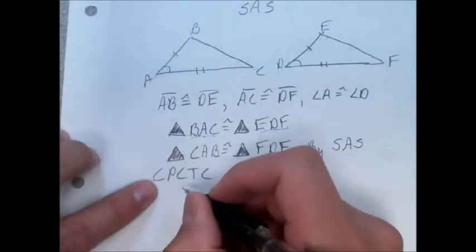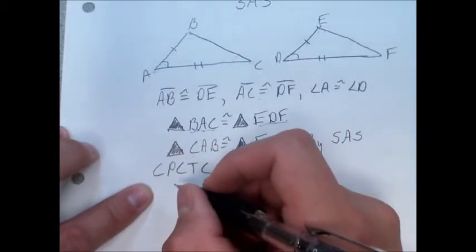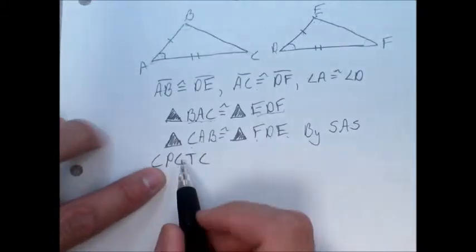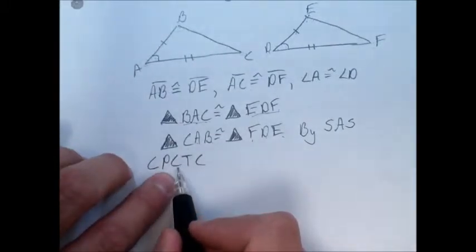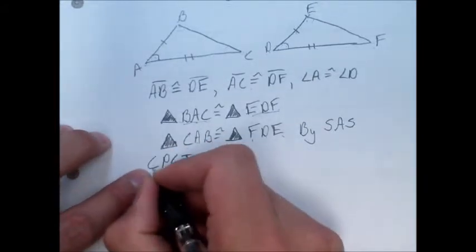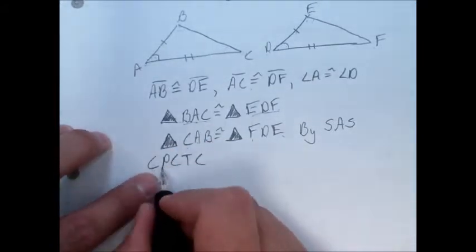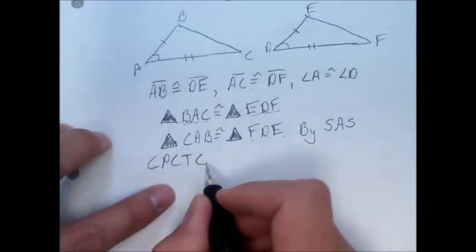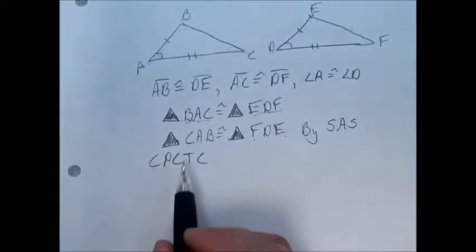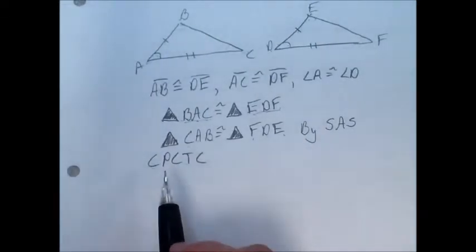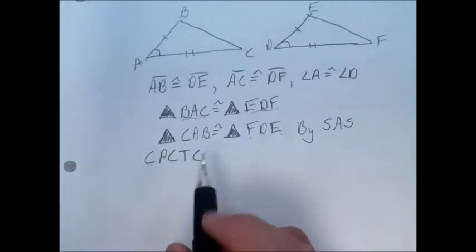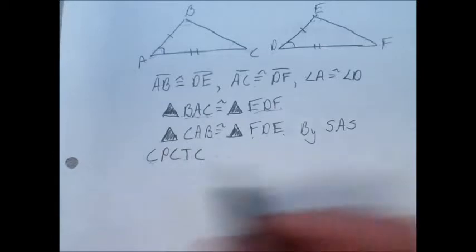Who remembers what that stands for? No one. Congruent parts of triangles are congruent. Oh, so here we go. Corresponding. Sorry, I said congruent, didn't I? Corresponding parts of congruent triangles are congruent. Corresponding parts of congruent triangles are congruent. You're going to use CPCTC a lot in your proofs. So get used to it. So CPCTC allows us to say the rest.